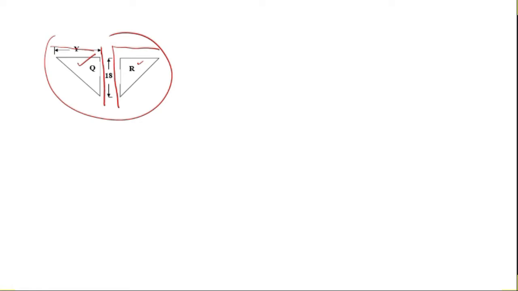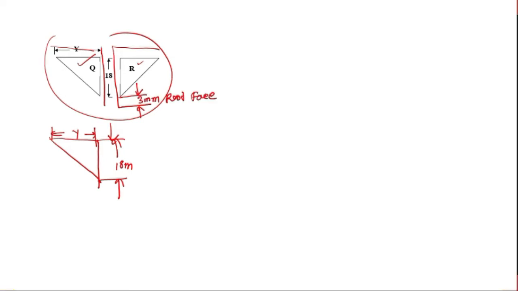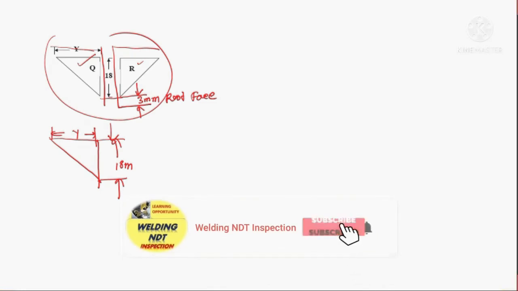So how do we calculate the Q? So this is Y, and this is 18. So 18 mm, how do you get this? 18 mm is this, up to this, and after that this one is 3 mm, you can say root face. So you have to remove this 3 mm, then calculate. So this is 18 mm, this is Y.